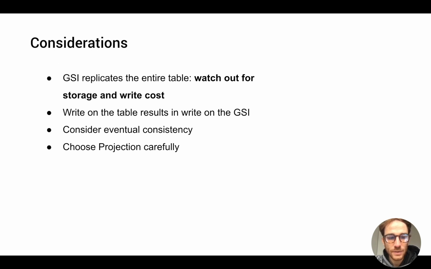Last item is to choose attribute projections carefully. We saw that at index creation time, we can decide which attributes we want to replicate into the index. Most of the time, you will need only a subset of the item attributes, so make sure you select only the ones that are needed. This will improve read and write speed, and eventually, of course, also reduce the cost of running the index on the table.